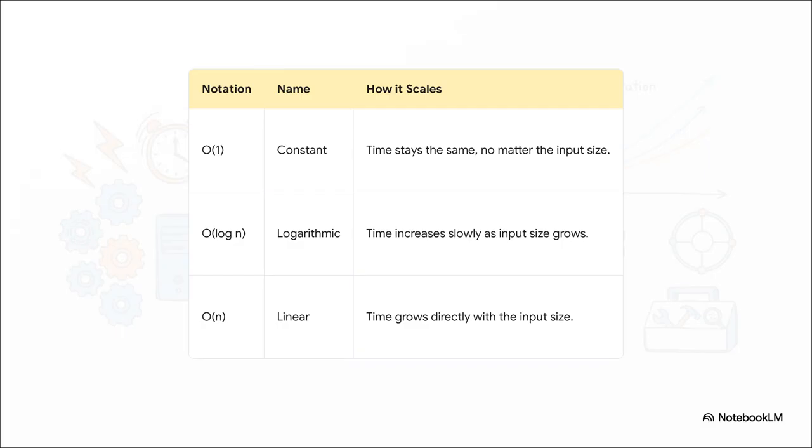Let's just break this down. An O(1), or constant operation, is basically the holy grail. It takes the same amount of time whether you're dealing with 10 items or 10 million. O(log n) is also fantastic. It gets slower, but really, really gradually. And then you have O(n), or linear, which just means if you double the data, you double the time. Understanding these basic curves is absolutely the key to writing faster code from the start.